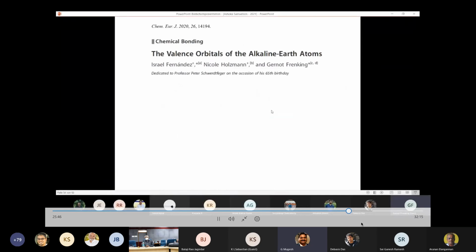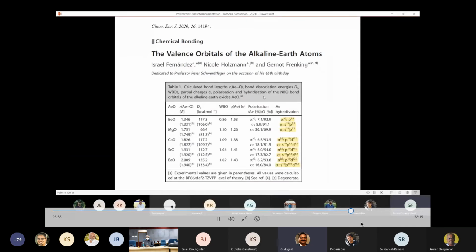So we made a large paper last year on the valence orbitals of the alkaline earth atoms in all kinds of molecules. And I just point out a very simple system: the diatomics calcium oxide, strontium oxide, and barium oxide. We compare it with beryllium and magnesium. And here's the hybridization of the pi and the sigma orbitals, which you get. In case of magnesium, you find only a sigma orbital in the NBO. In the other cases, you find a double bond.